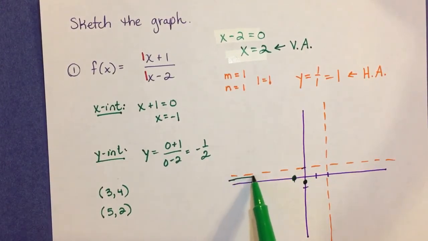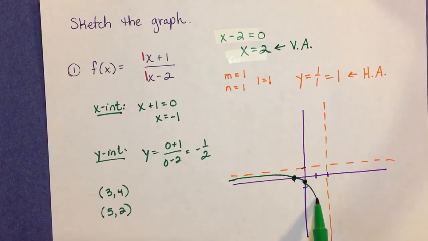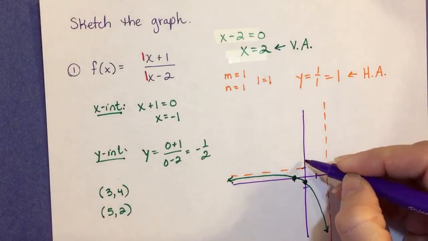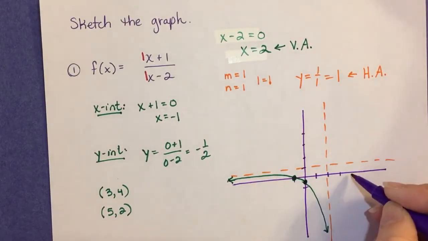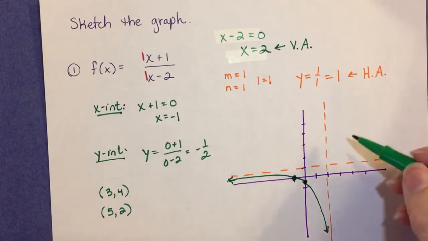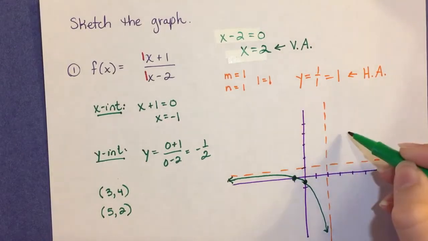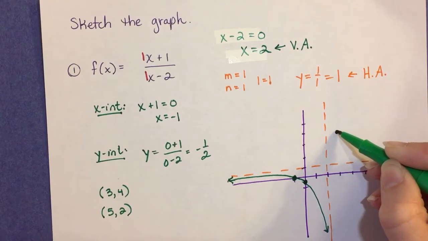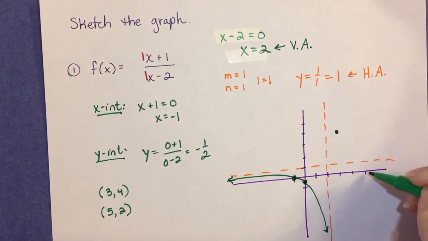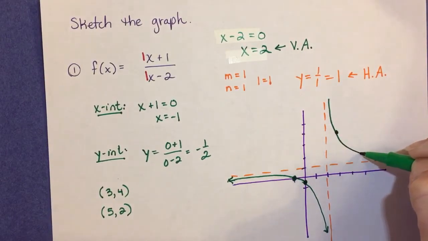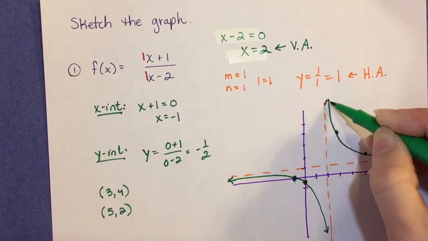So this piece of it will curve down through here and come on down. Now, taking these other 2 points that we just got off of our calculator, we've got (3, 4) and then (5, 2). And that'll be that section.